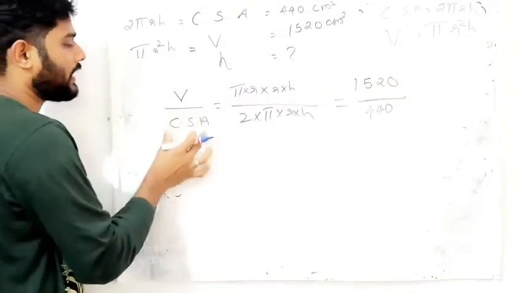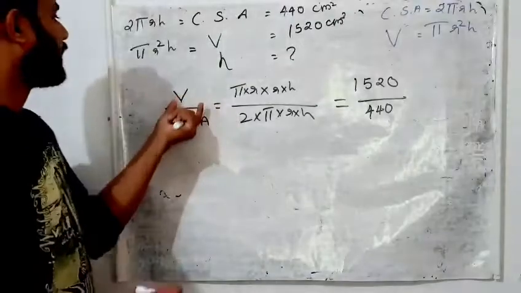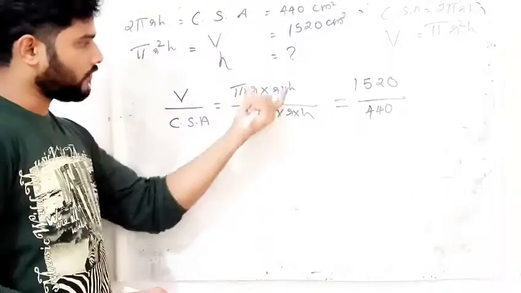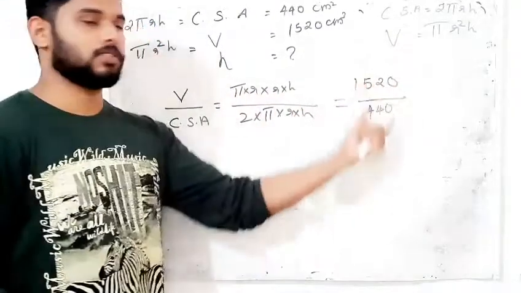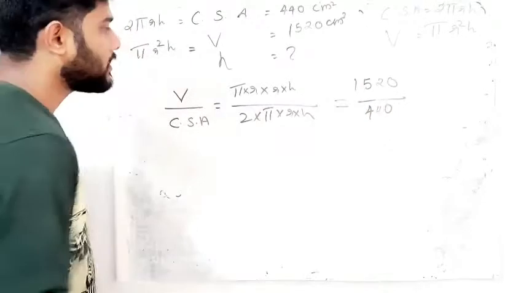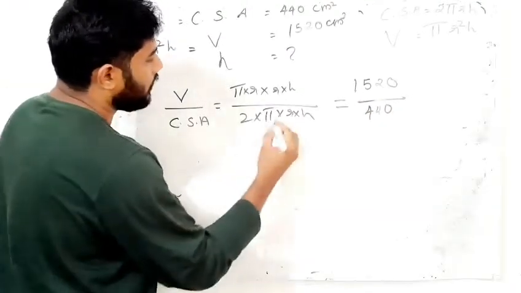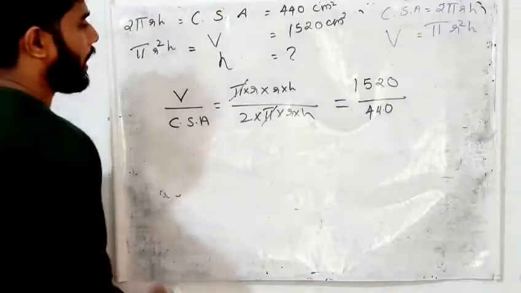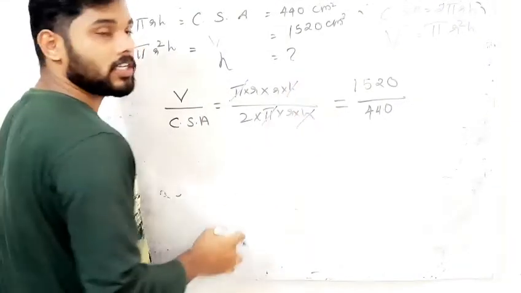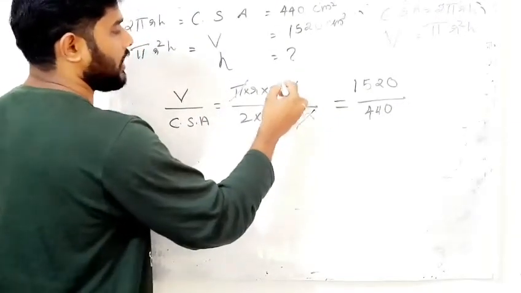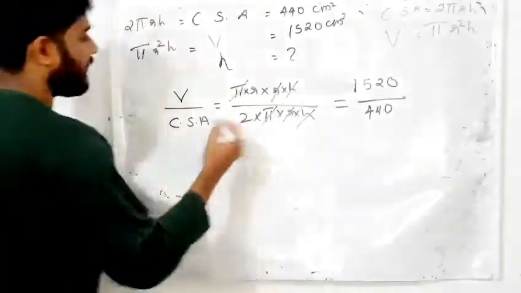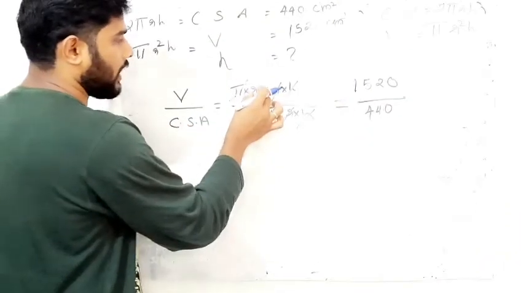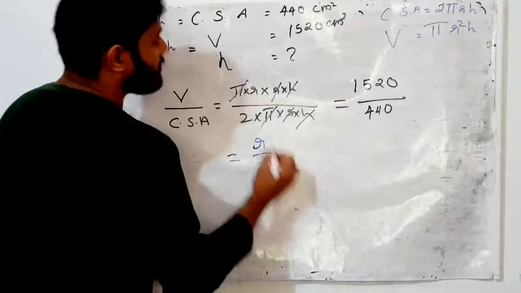Volume divided by curved surface area is equal to the equations of those two, and the values are also given. Clear? So now you can see here 3.14 and here also 3.14. We can cut these two. And here one height is there, and here also one height is there. We can cut these two. And here one R is there, and here also one R is there. We can cut these two. So what is the remaining thing? Here the remaining thing is R by 2.